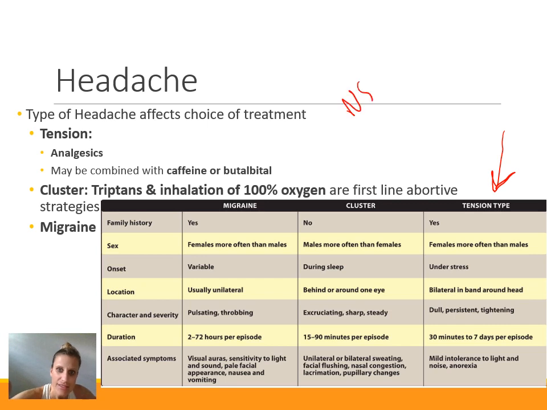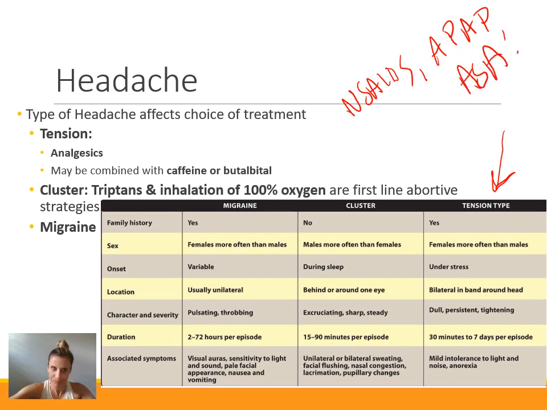Analgesics like NSAIDs, like naproxen, acetaminophen, APAP, which is Tylenol, and aspirin. A lot of these, specifically acetaminophen and aspirin, have prescription drugs that combine them with other agents. There are agents that combine these with caffeine, like Excedrin, an over-the-counter version. And then there are prescription versions that combine these with butalbital.